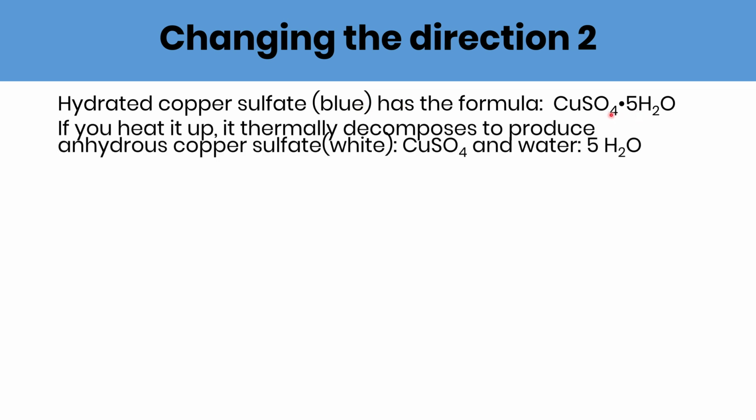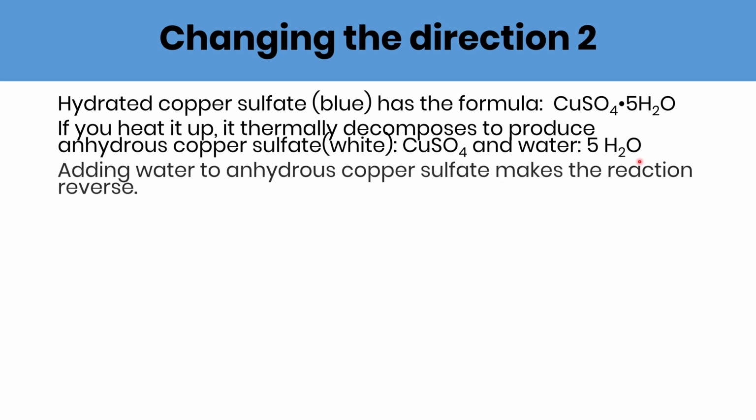And actually, if we heat this substance up, it will thermally decompose, and the water will separate away from the copper sulfate. For that reason, we end up with this white compound here, which is called anhydrous copper sulfate, CuSO4. Anhydrous means no water, it's without water. And then the water separates from it, so we get that 5H2O separate.